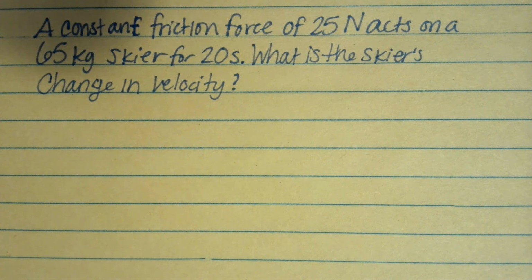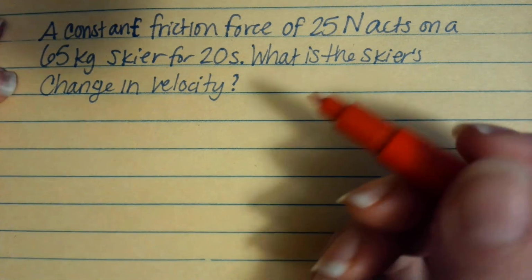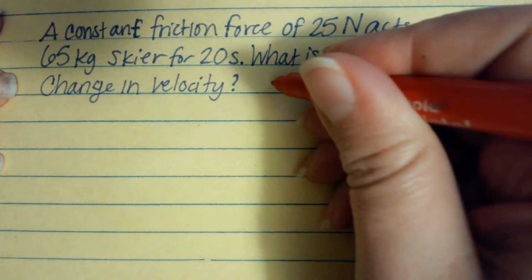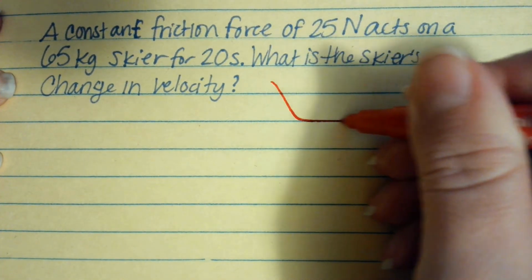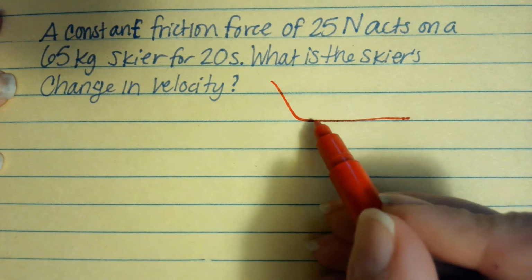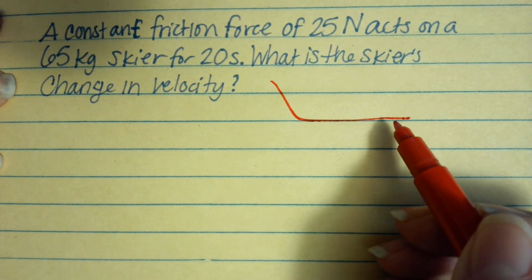Okay, we have a constant friction force of 25 newtons acting on a 65 kilogram skier for 20 seconds. What is the skier's change in velocity? So I'm assuming that the skier has now gone down the slope and is at the bottom. Now all that's going to happen to the skier is the skier is going to slow down.